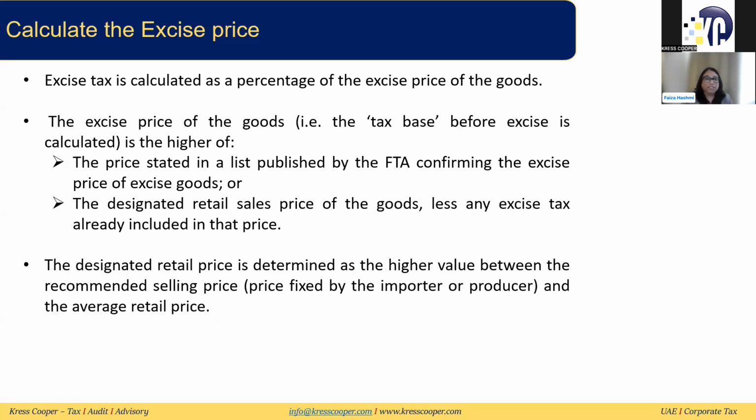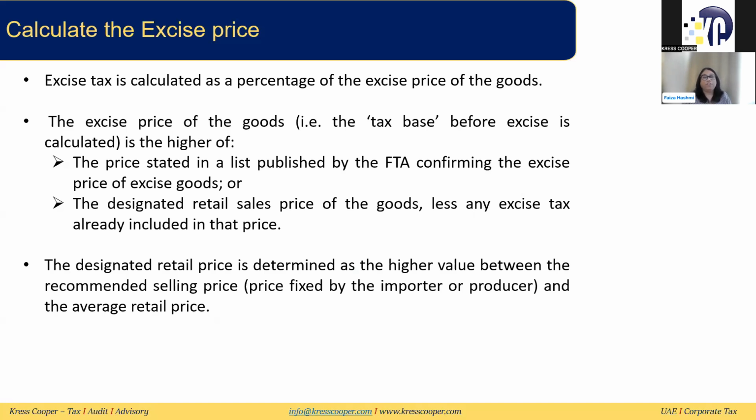Now, what is the designated retail sale price? The law says the designated retail price is whichever is higher of either the recommended selling price. Now, the recommended selling price is the price which is fixed by the importer or the producer. That is what they consider as the retail price of that product. That is the price the importer or the producer of the good has said the product should ideally be sold at.